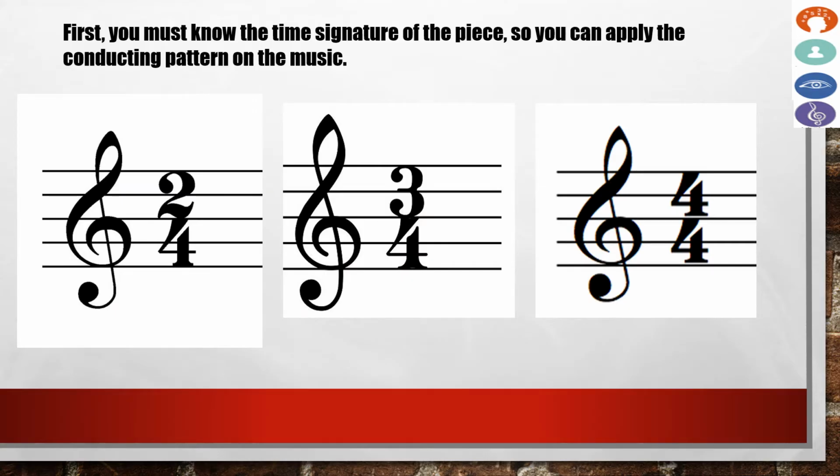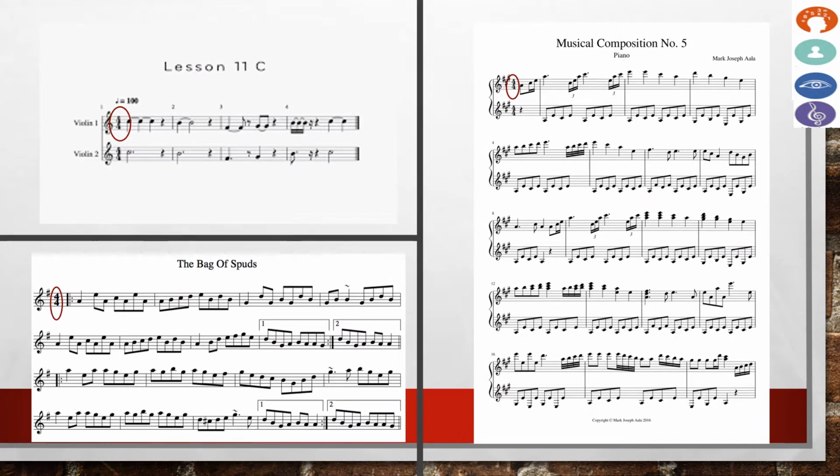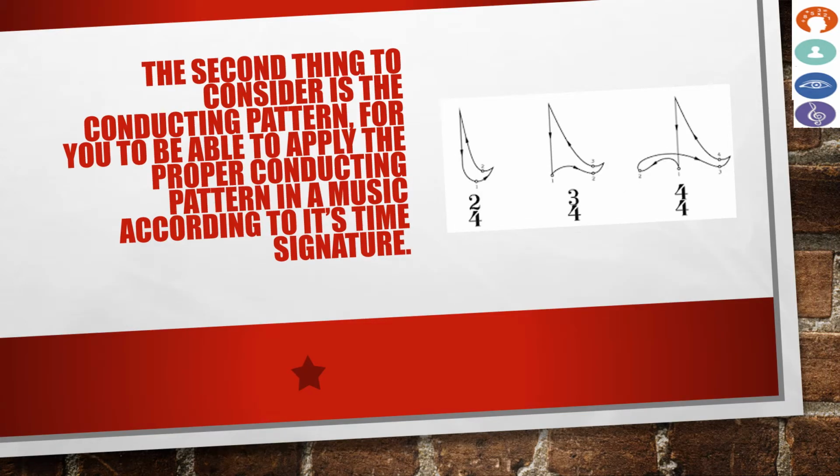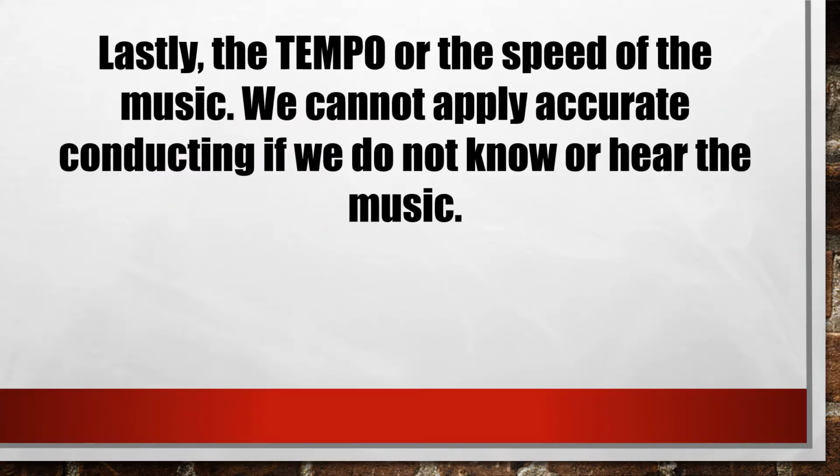In conducting music, we need to consider three things. First, you must know the time signature of the piece so you can apply the conducting pattern on the music. A musical score always has a corresponding time signature. The second thing to consider is the conducting pattern, for you to be able to apply the proper conducting pattern in a music according to its time signature. Lastly, the tempo or the speed of the music. We cannot apply accurate conducting if we do not know or hear the music.